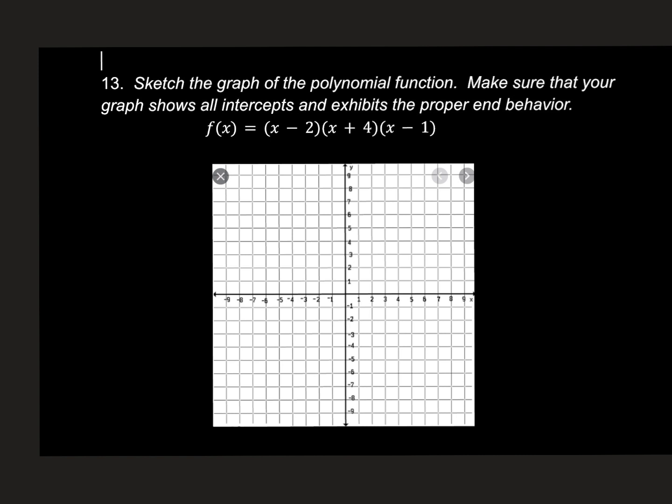Number 13, sketch the graph of the polynomial function. Make sure that your graph shows all intercepts and exhibits proper end behavior. First of all, there's 3 x's, and it's positive. So it means it's going down left, up right. I have a zero at positive 2, a zero at negative 4, and a zero at positive 1. There's no bouncing because there's no even exponents. Remember, it's going down left and up right, so it's coming out here. It's going to go through there, and there it goes. I shouldn't have used the word bounce right there because it doesn't bounce off the axis. But anyway, there's your graph.